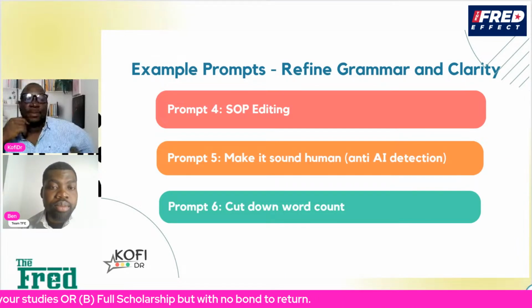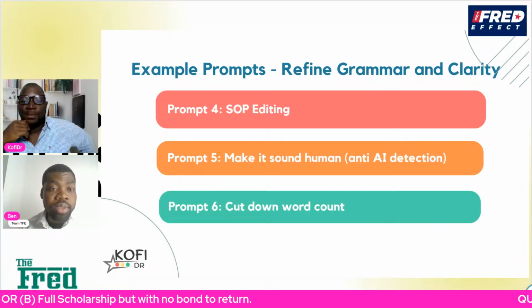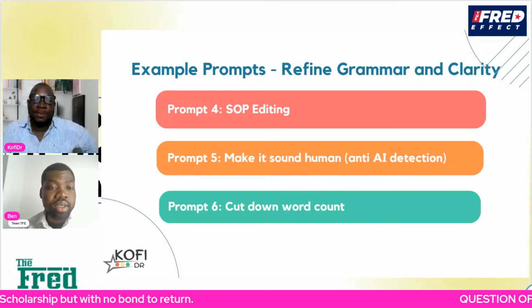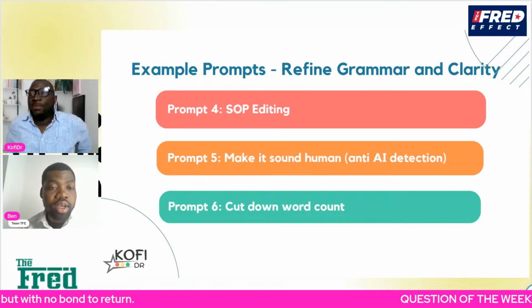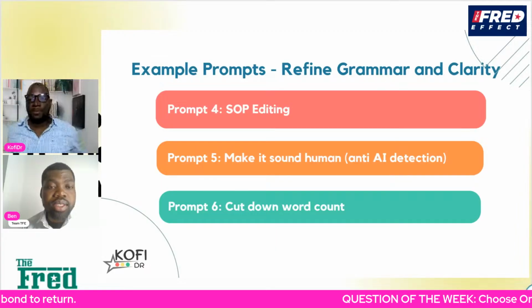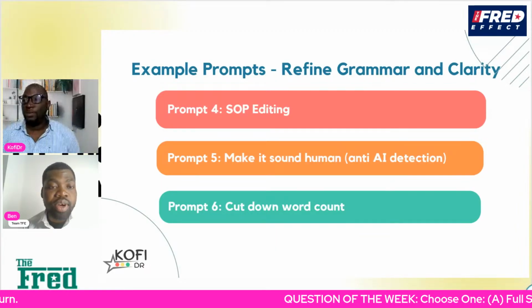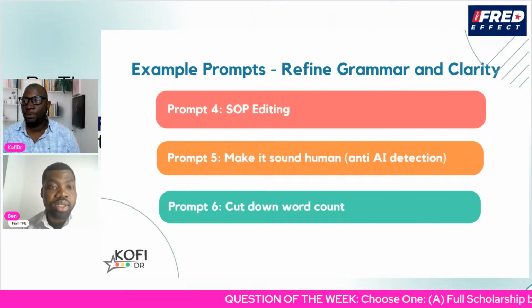So now that admission and scholarship has become a little bit competitive, what are the things that are not necessary for us to include in our SOP?